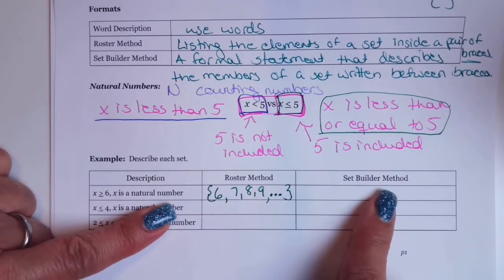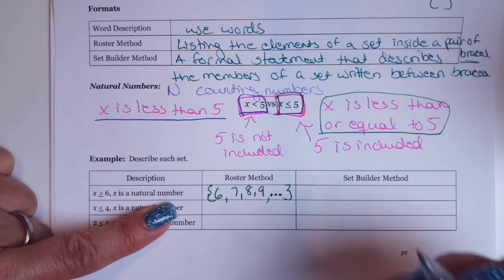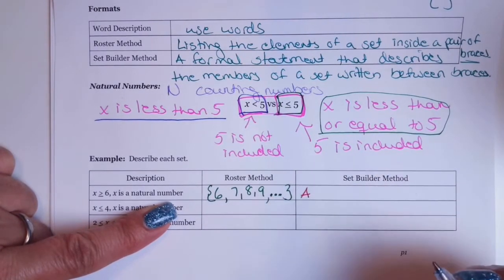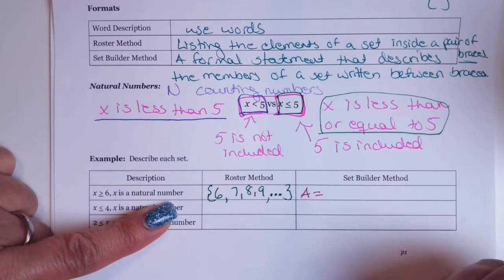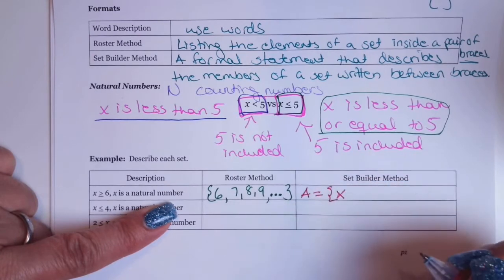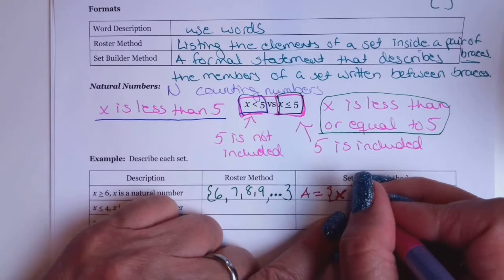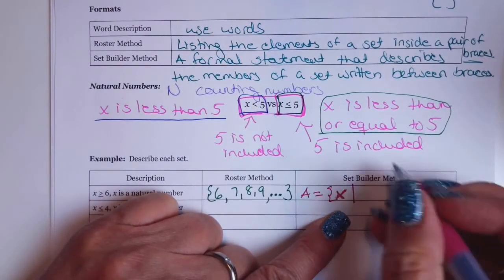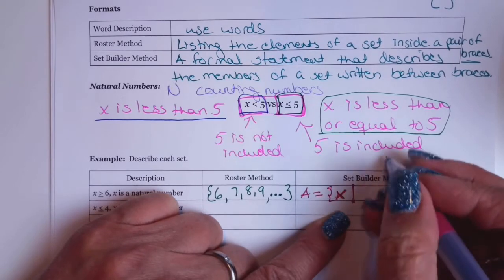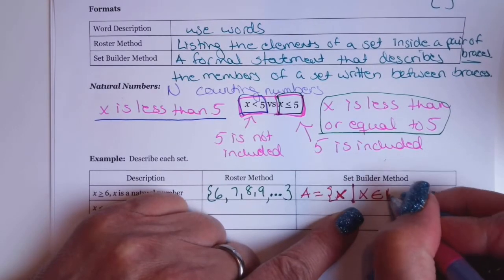Now for our set builder method, the way we're going to write it is, we're going to call this set A. So set A equals, we're going to start with a brace, X, our unknown is X, and a straight line. X is such that, this means X is such that, X belongs to natural numbers.